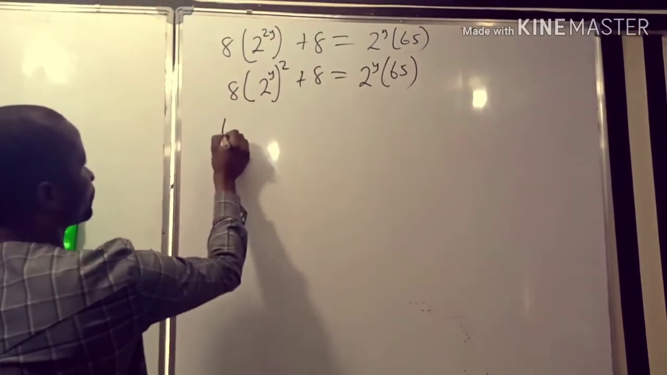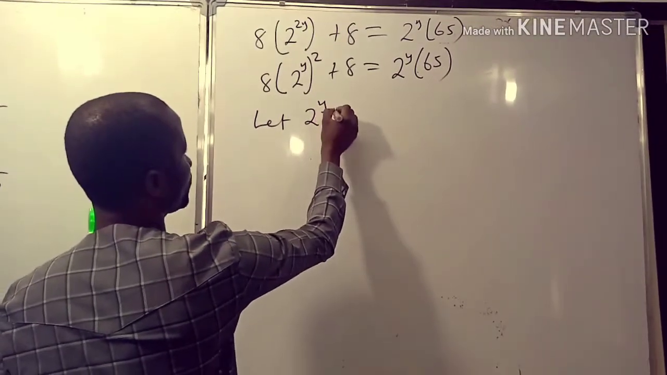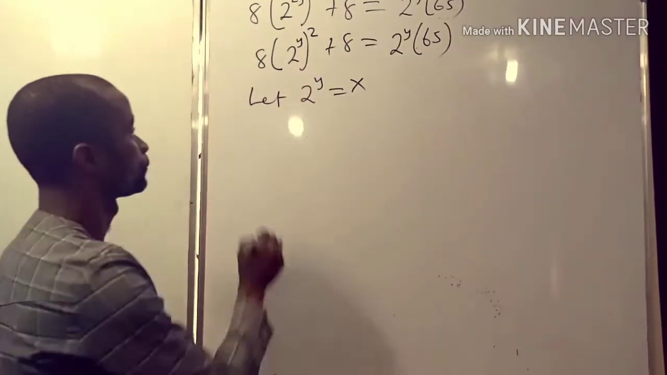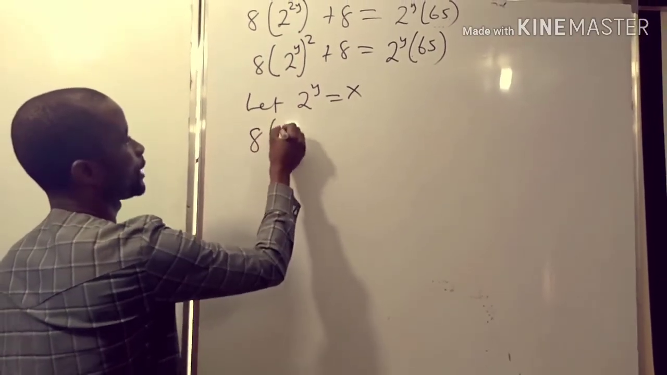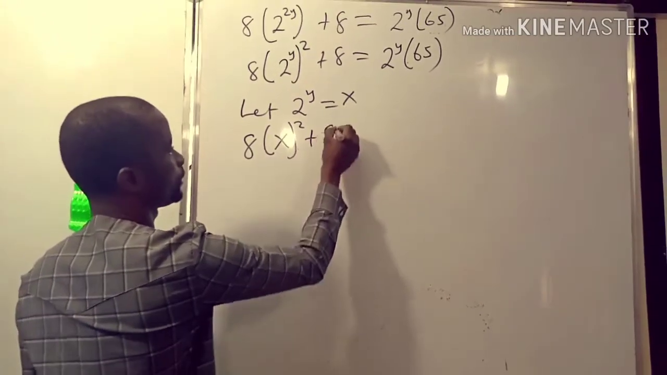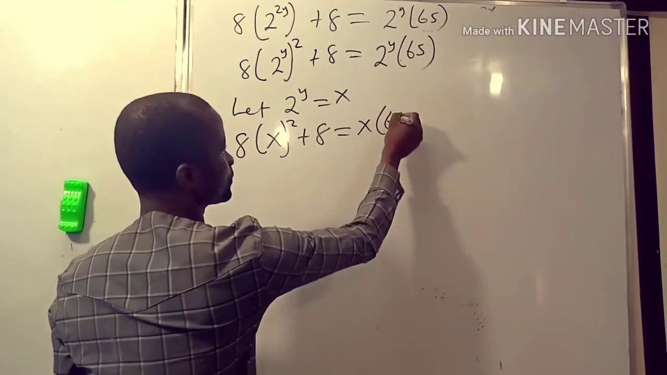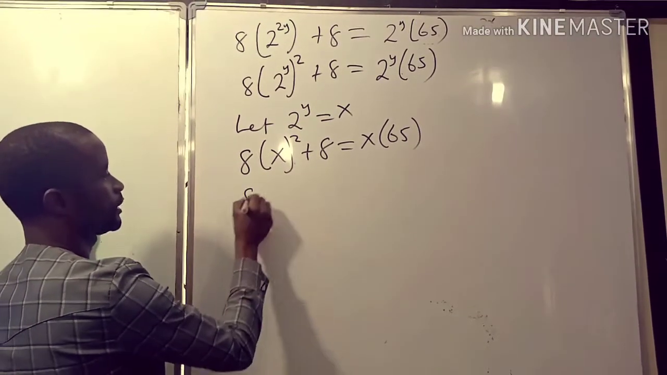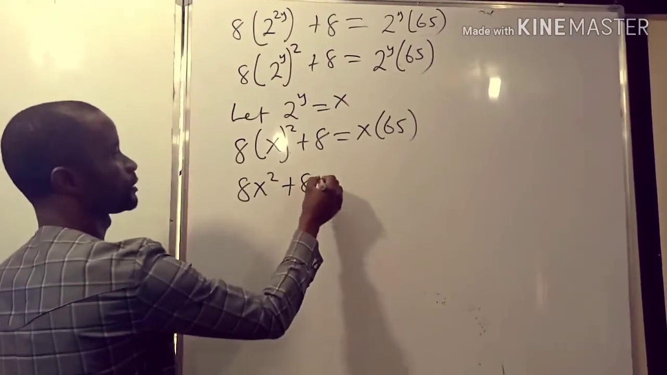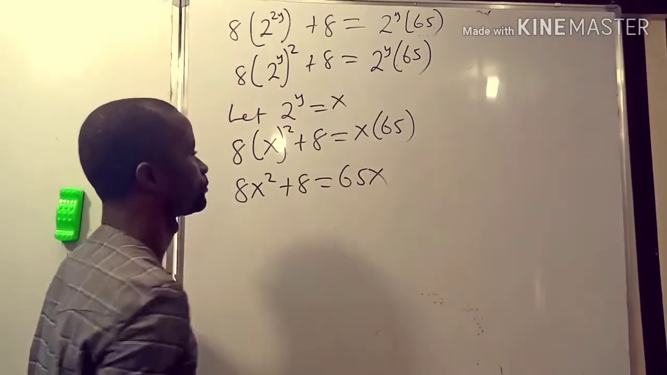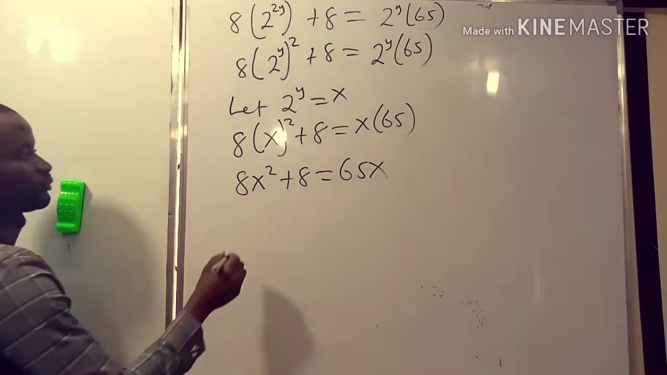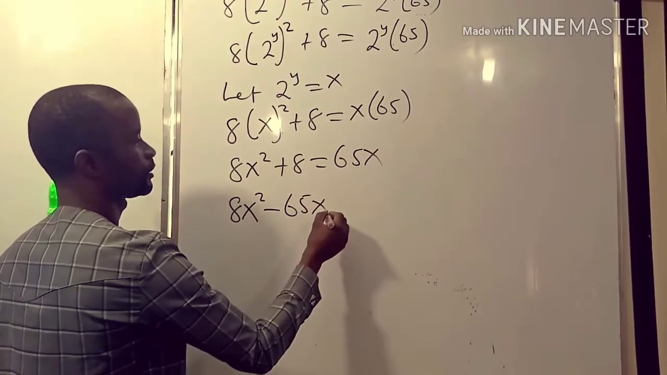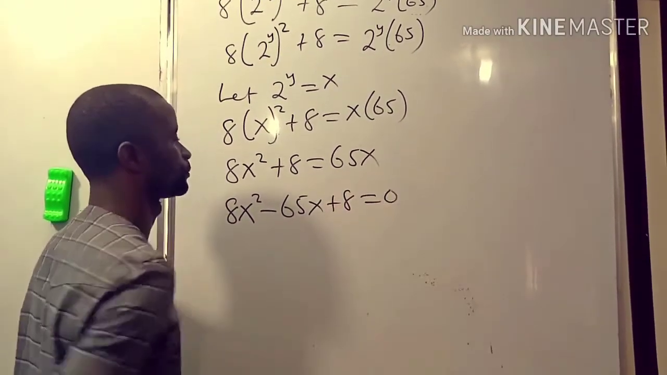Now let 2^y equal x. Anywhere you see 2^y, input x there. That will be 8 into x squared plus 8 equal to x into 65. Clear the brackets. Then we have 8x² + 8 = 65x. Now equate it to 0. Therefore you have 8x² - 65x + 8 = 0.